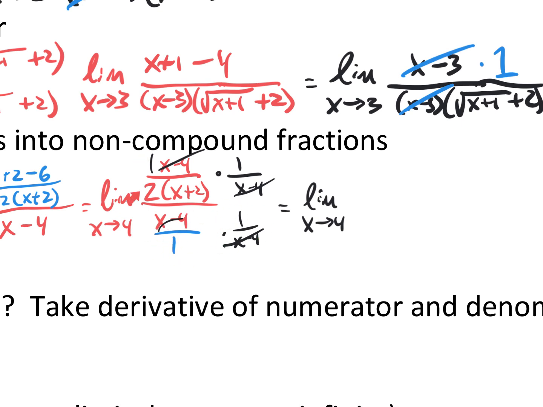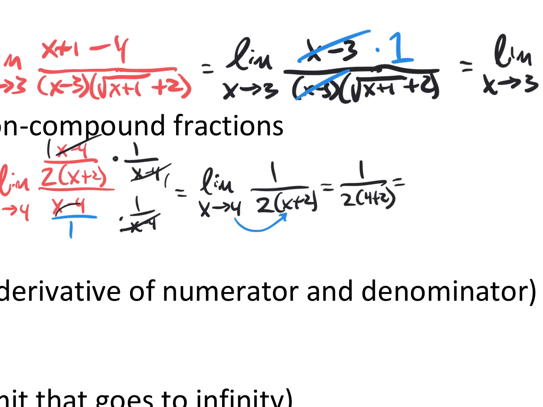And we have 1 over 2 times x plus 2 times 1 over 1. So in other words, it's 1 over 2 times x plus 2. Okay? And now, substituting is not a problem. Plug the 4 in. Take that 4, plug it in for x. 1 over 2 times 4 plus 2. That's 1 over 2 times 6, which is 1/12.